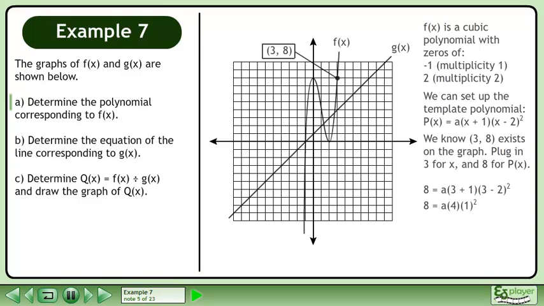Simplify to get 8 = a times 4 times 1^2. This gives us 8 = 4a. Divide both sides by 4 to get a = 2. The polynomial function is f(x) = 2(x + 1)(x - 2)^2.